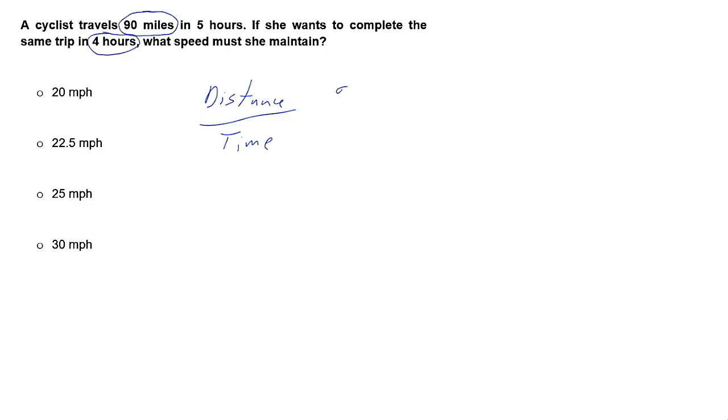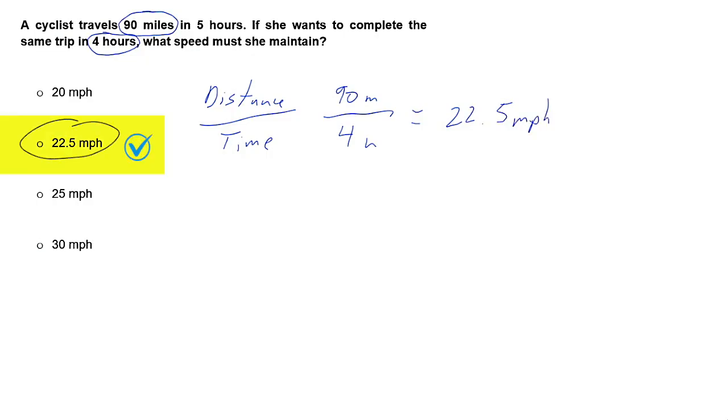So that's 90 miles divided by 4 hours equals 22.5 miles per hour. 22.5 miles per hour. That's our answer.